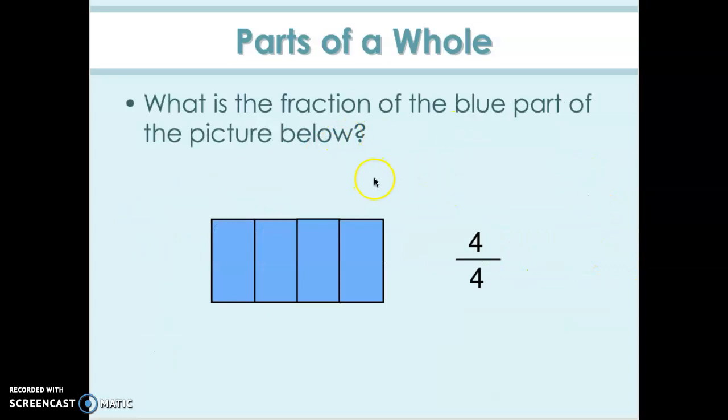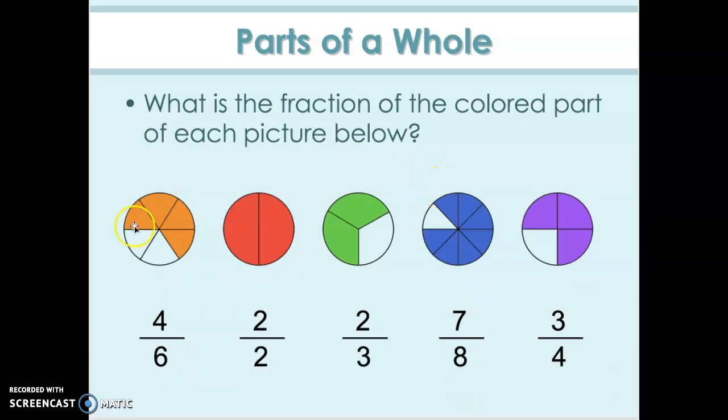And then this is at the beginning when we showed you the boxes, they have to be equal parts. Here's an example. What is the fraction of the blue part of the picture below? There are 4 parts, which would be 4 over 4, because they're all colored, so that'd be 4, and there's a total of 4. And that also can equal 1. So here's another example, our last example. This one would have 4 colored, and then a total of 6. So it'd be 4 over 6. The 6 is the total, the 4 is the colored part.